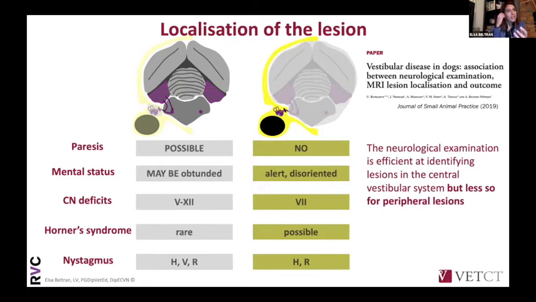However, if you see quite obvious clinical signs of a petrosal bone lesion, like it could be, as we said before, the facial neuropathy with the parasympathetic component, and mentally they are bright, alert, and responsive, a central lesion is very unlikely. So one thing that we can say, it has a vestibular syndrome, for instance, without signs of central involvement, but you cannot 100% rule that out.